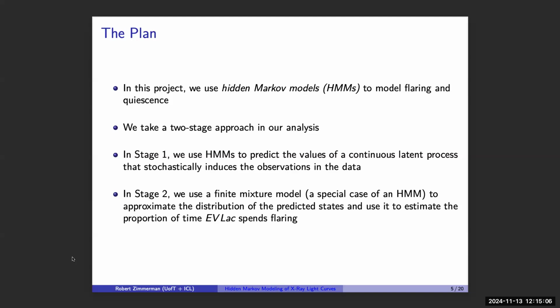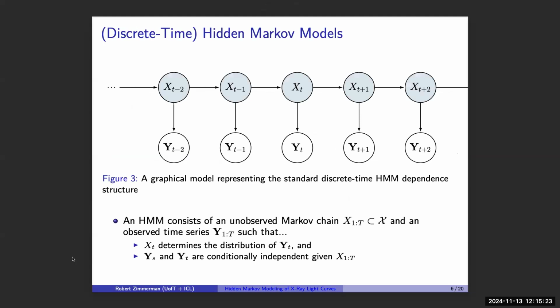And in stage two, we use a finite mixture model, which is actually itself a special case of a hidden Markov model, in order to approximate the distribution of states. That's what we actually use in the end to estimate those proportions of time spent in flaring and quiescence. So what is a hidden Markov model?